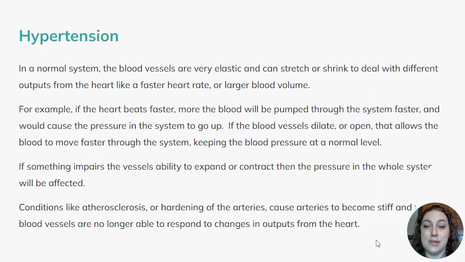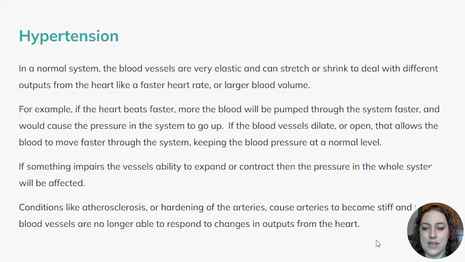In a normal system, the blood vessels are very elastic and can stretch or shrink to deal with different outputs from the heart, like a faster heart rate from exercise or larger blood volume. For example, if the heart beats faster, more blood will be pumped through the system faster, which would cause the pressure in the system to go up. But if those blood vessels dilate or open, that allows the blood to move faster through the system, keeping the blood pressure at a normal level.